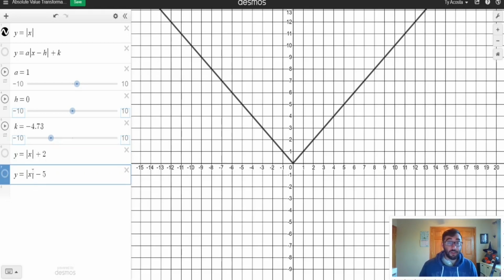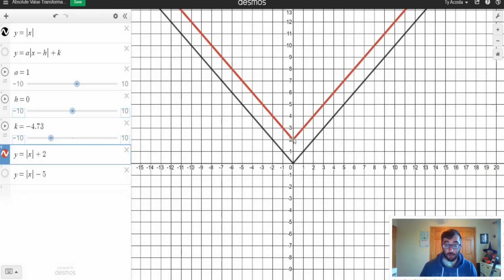Now, once again, this is going to move the graph either up or down. So when I add 2 outside the absolute value function, not inside, outside the absolute value function, it moves up 2 units. So as you can see, everything got shifted up 2 units. So 0, 0 became 0, 2. 3, 3 became 3, 5. Negative 1, 1 became negative 1, 3. So everything got shifted up 2 units, and that's probably what you would have expected.